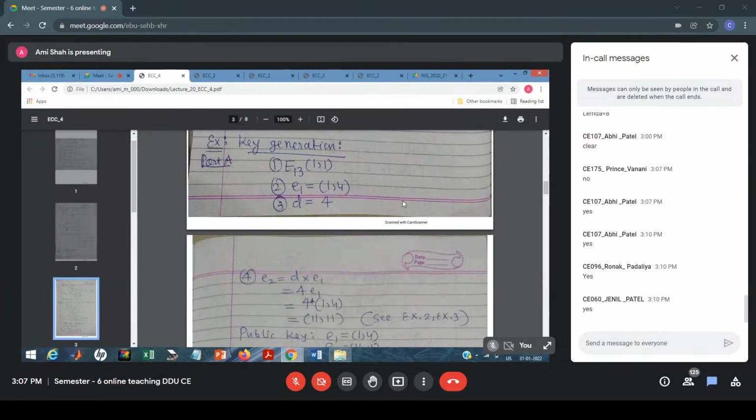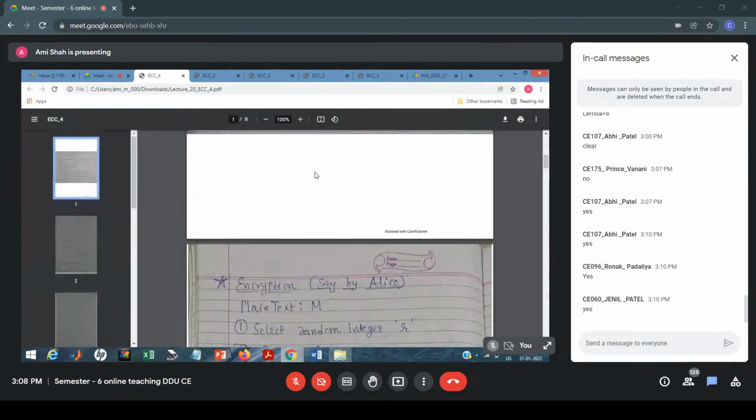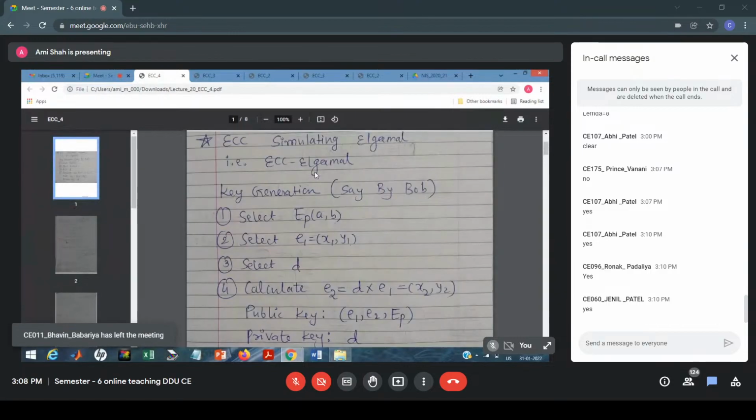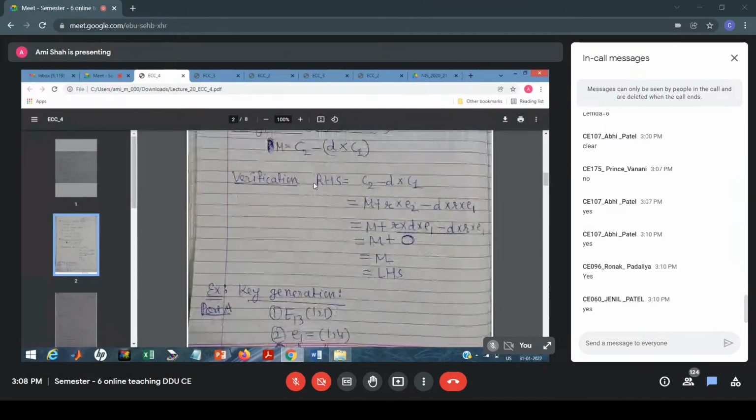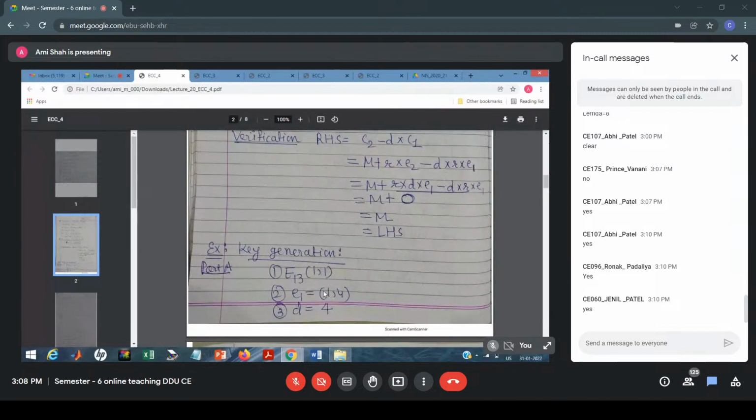Now in the key generation part, what do you have to do? See, what is the first step of key generation? First of all, you have to select an elliptic curve. See, this is the first step, the curve E131,1 that I have taken.